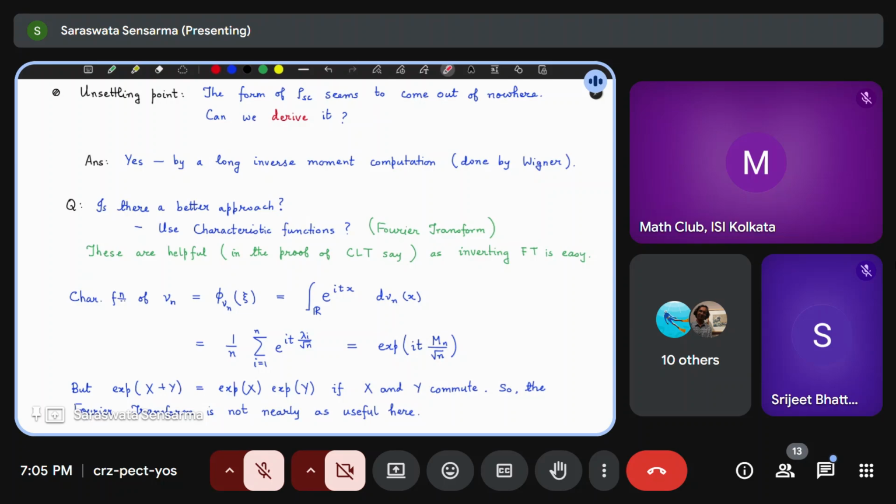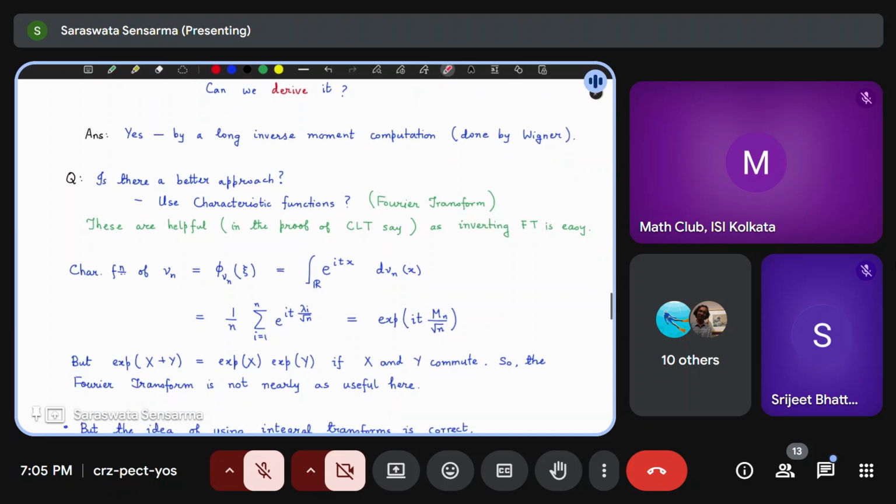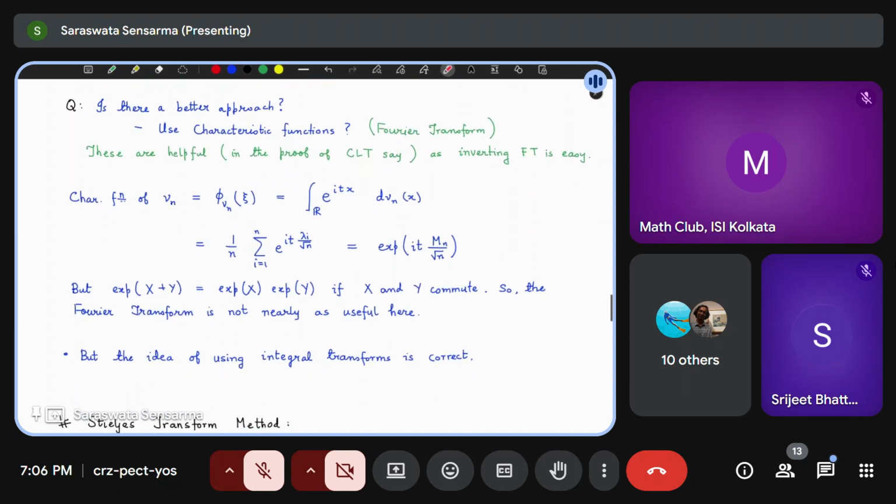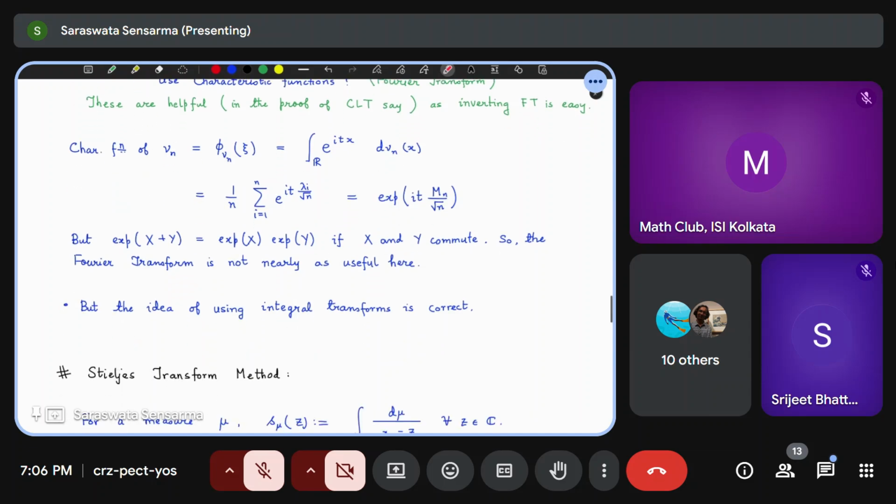However, there is a fundamental problem: the main property of exponentials is no longer there. The product of exponentials is no longer the exponential of the sum all the time, because x and y are non-commutative things. These are matrices. So this happens only if they commute. And so that's a problem. Fourier transform is not much of a help here. There are ways to generalize the Fourier transform using something called the Harish-Chandra formula, which actually does give us another proof of the semicircle law, but those are way too complicated and an overkill.